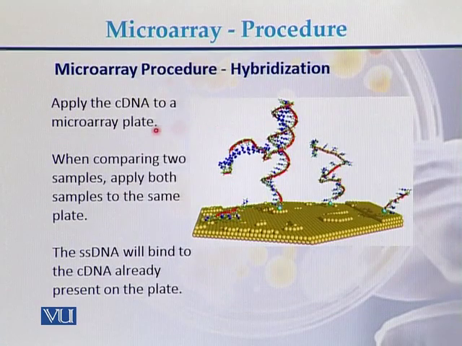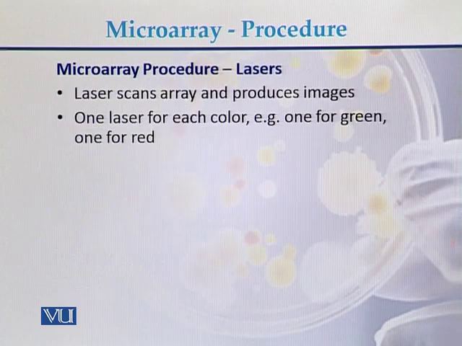Once cDNA has been prepared, the next step is hybridization. Apply the cDNA to the microarray plate. Here is the microarray plate. When comparing the two samples, apply both samples to the same plate. Single stranded cDNA will bind to the DNA already present on the plate. So this next step is called hybridization.